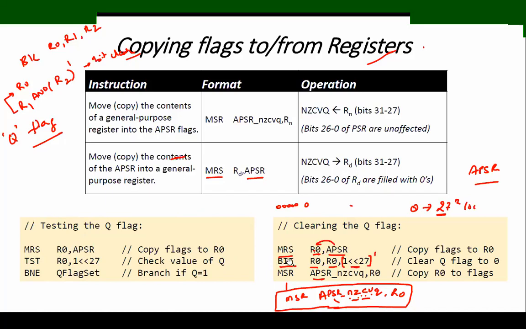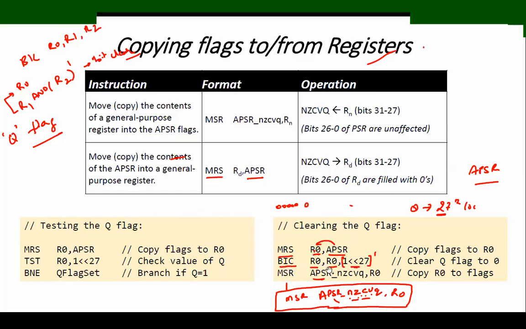Now let us see what this MRS is here, and I'm going to use a special instruction called BIC, bit instruction clear. The contents of these flags are moved to R0, and remember, this is actually moved from the 27th to the 31st bit, and the rest of the values are filled with zeros.